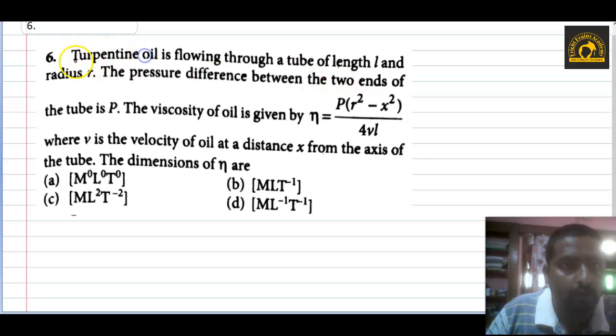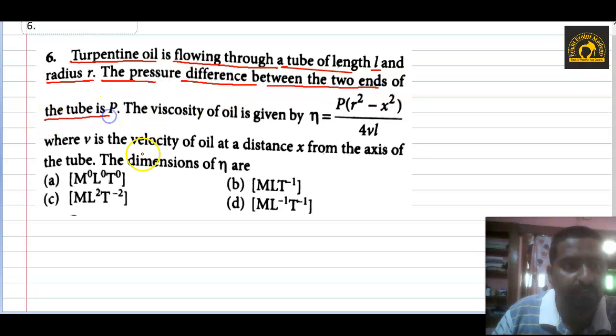Turpentine oil is flowing through a tube of length L and radius R. The pressure difference between the two ends of the tube is P. So let's consider this is the tube, where L is the length of the tube and R is the radius.